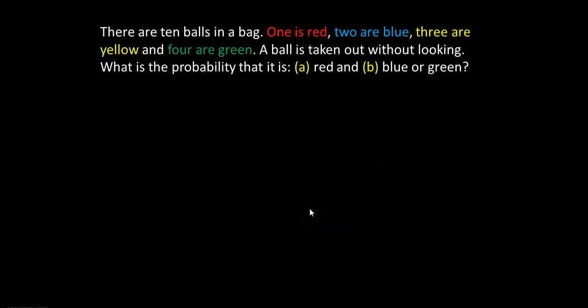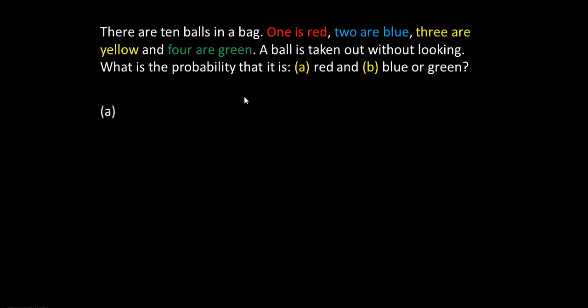Now let's look at some examples. There are 10 balls in a bag. 1 is red, 2 are blue, 3 are yellow, and 4 are green. A ball is taken out without looking. What is the probability that it is red, blue, or green?